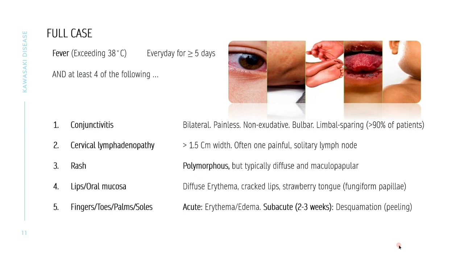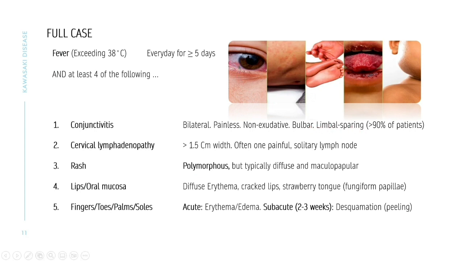Conjunctivitis, which is actually the most common presentation, tends to happen in more than 90% of the patients. And there are some clues that can point you towards whether it is conjunctivitis because of Kawasaki or because of an infection. The conjunctivitis of Kawasaki is bilateral, painless, and non-exudative. And it's usually bulbar, meaning that it involves the eye conjunctiva, not the eyelid conjunctiva, and it's limbal sparing.